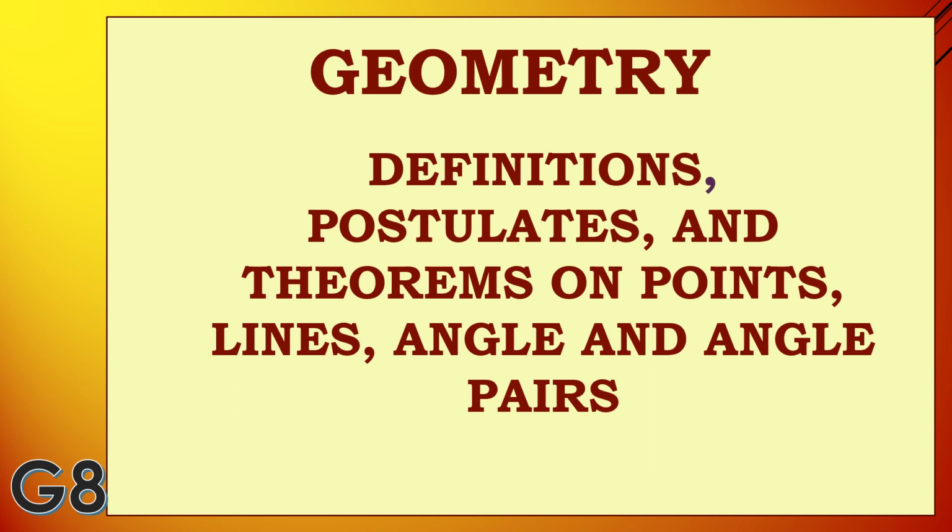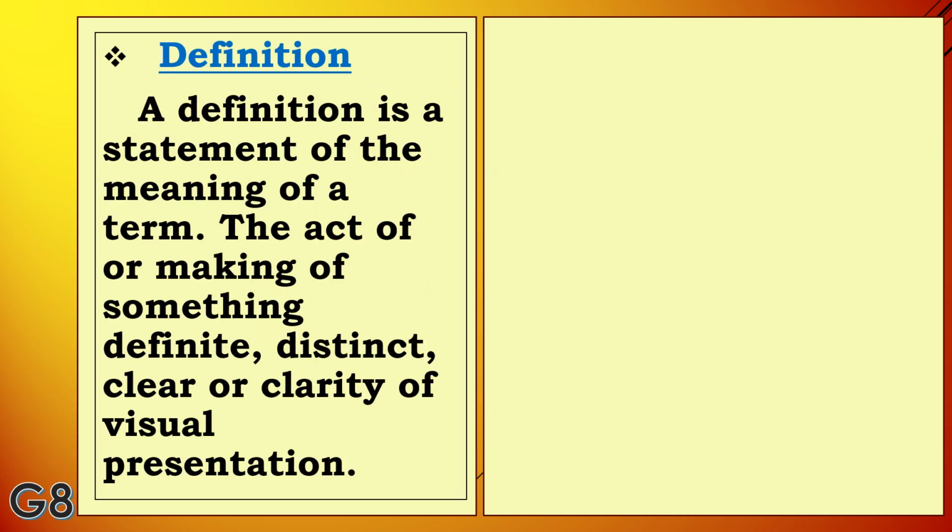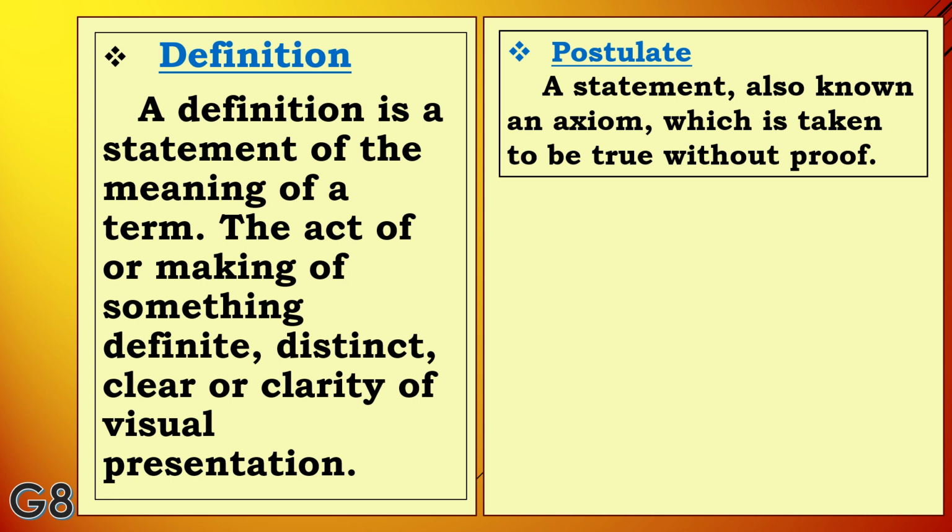Now let us discuss definitions, postulates, and theorems on points, lines, angles, and angle pairs. When we say definition, it is a statement of the meaning of a term, the act of making something definite, distinct, clear, or clarity of visual presentation. When we say postulate, it is a statement, also known as an axiom, which is taken to be true without proof.